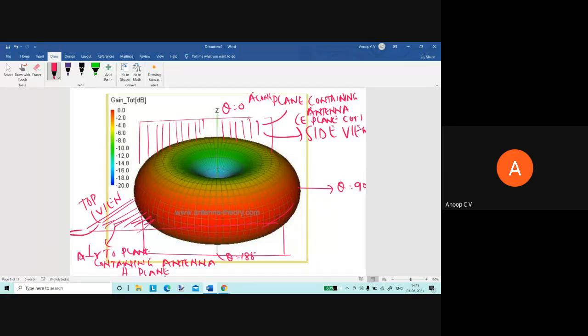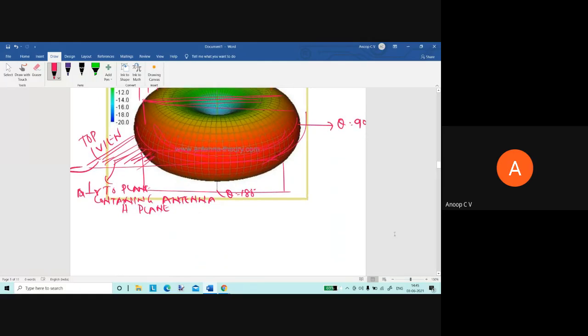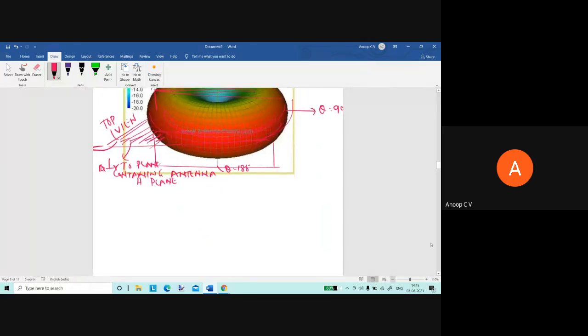So instead of dealing with it in terms of 3D, we'll take two principal cuts, principal cross sections. In this case, the H-plane view will be the top view, and the E-plane view will be the side view, though not exactly. If you cut through this, that will be the E-plane view, and if you cut like this, that will be the H-plane view. Now we'll see what the E-plane and H-plane patterns of a dipole will be.